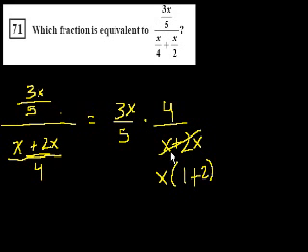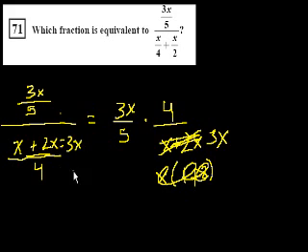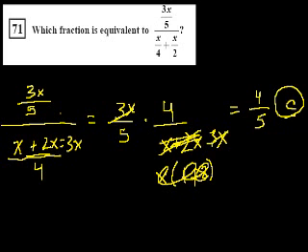I should have done that. That's silly. I should have said x plus 2x is equal to 3x. Right? My bad. Anyway, 3x and 3x cancel out, numerator and denominator, and you're just left with 4/5. 4/5, and that's choice C. It's getting late. Next question.